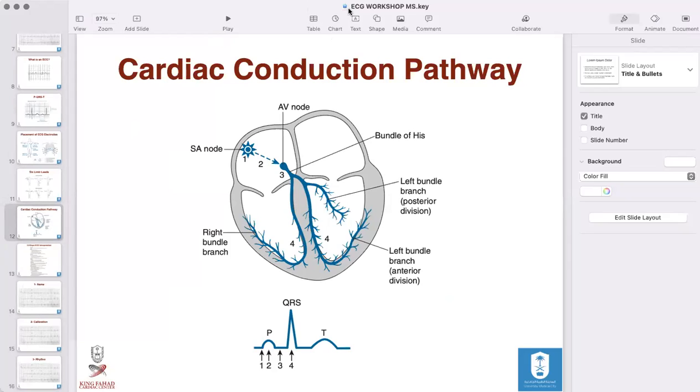So now we're going to go to the cardiac anatomy, so you understand what the QRS is. So this is the PQRST complex.